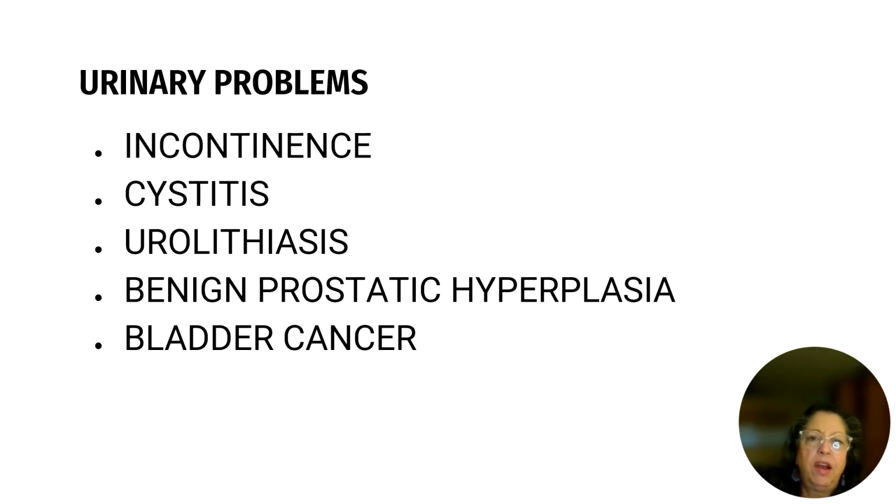The urinary problems that are mostly below the kidneys are listed here, and those consist of incontinence, cystitis, urolithiasis, benign prostatic hyperplasia, otherwise known as BPH, and bladder cancer. So we're going to go over those today, and we're also going to discuss some treatments that are available for each of those problems. One of the most significant things as a nurse are the main reasons patients seek care for a majority of urine problems.